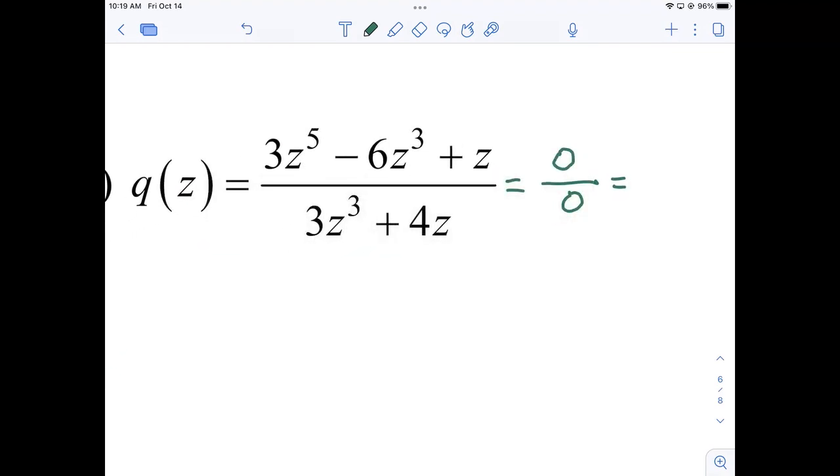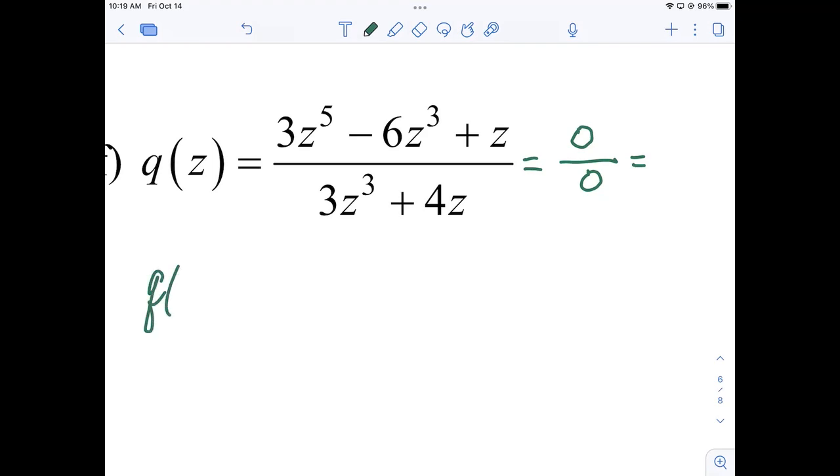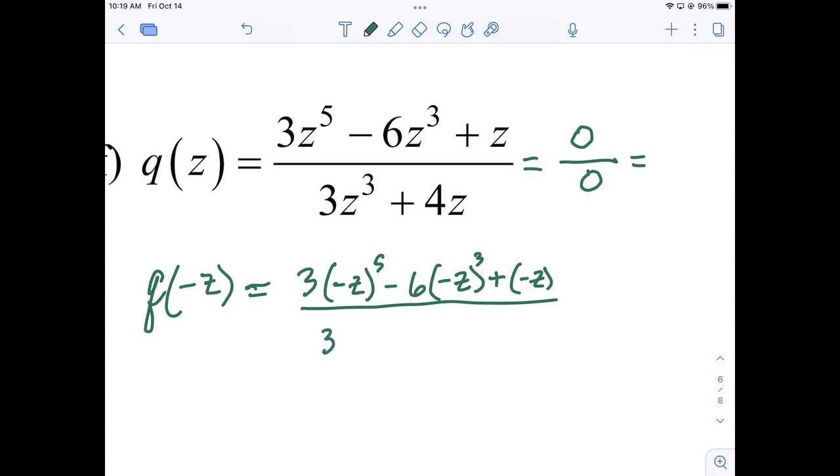Let's go ahead and see what it's going to be. Q of negative z, sorry. Q of negative z is 3 negative z to the fifth minus 6 negative z to the third plus negative z, all over 3 negative z to the third plus 4 negative z. Wow, you see why we were trying to develop a different way to determine if it's even, odd, or neither, other than this? This is sometimes a little bit arduous.